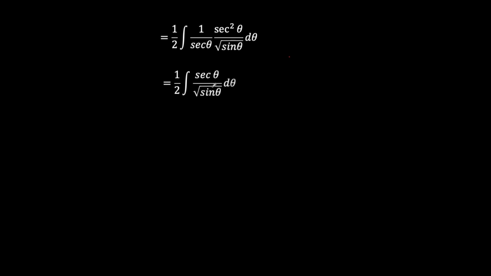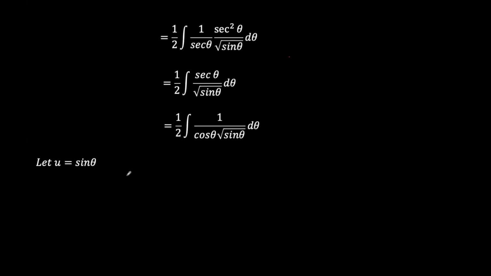So what we have here is half of the integral of 1 over sec theta times sec squared theta over square root of sine theta. So this divided by this results in half times the integral of sec theta over square root of sine theta. Sec theta is the same as 1 over cosine theta, so we have the integral of 1 over cosine theta square root of sine theta. Now we want to eliminate the square root sign.